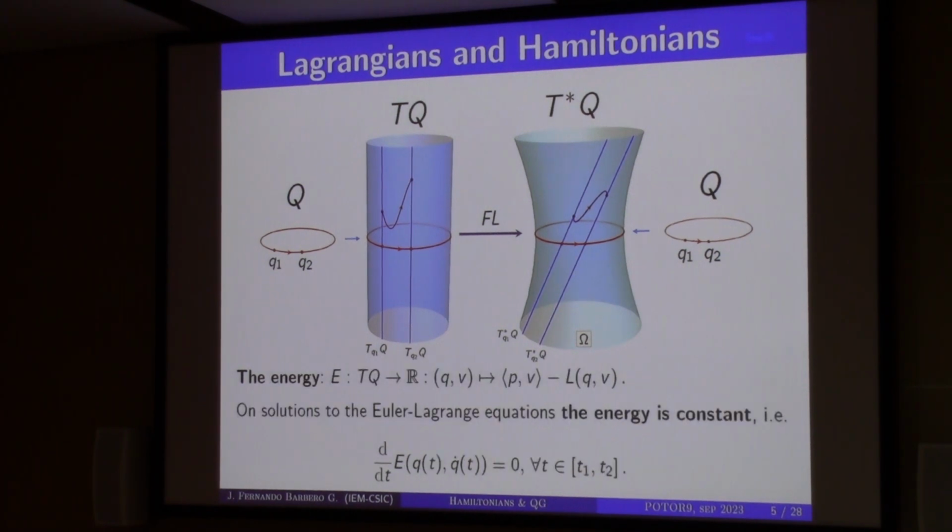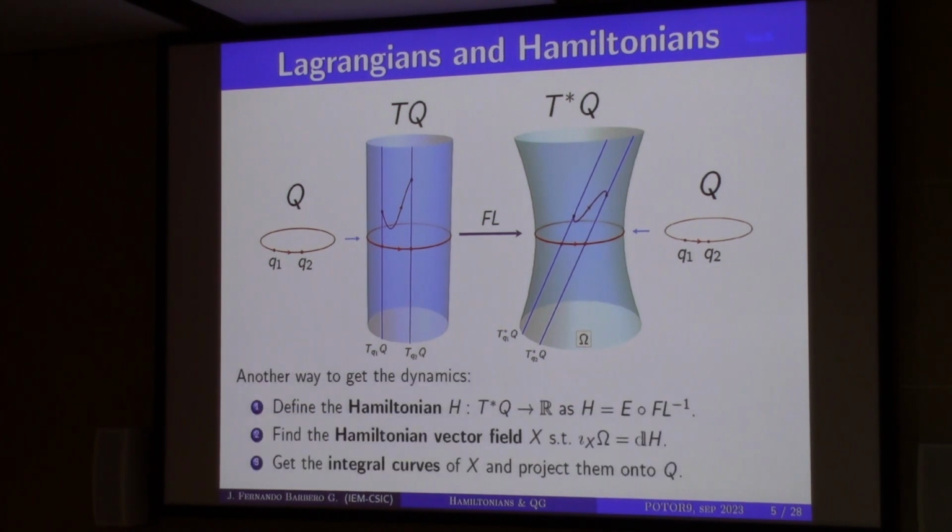Okay? Now, next step, once you have introduced these momenta, you can define a function on the tangent bundle, which is called the energy. This is the standard definition: p·q̇ minus the Lagrangian. And a very important feature of this function is that if the Lagrangian is time independent, it's easy to prove that this is constant along the motion, when you work on solutions of the Euler-Lagrange equations.